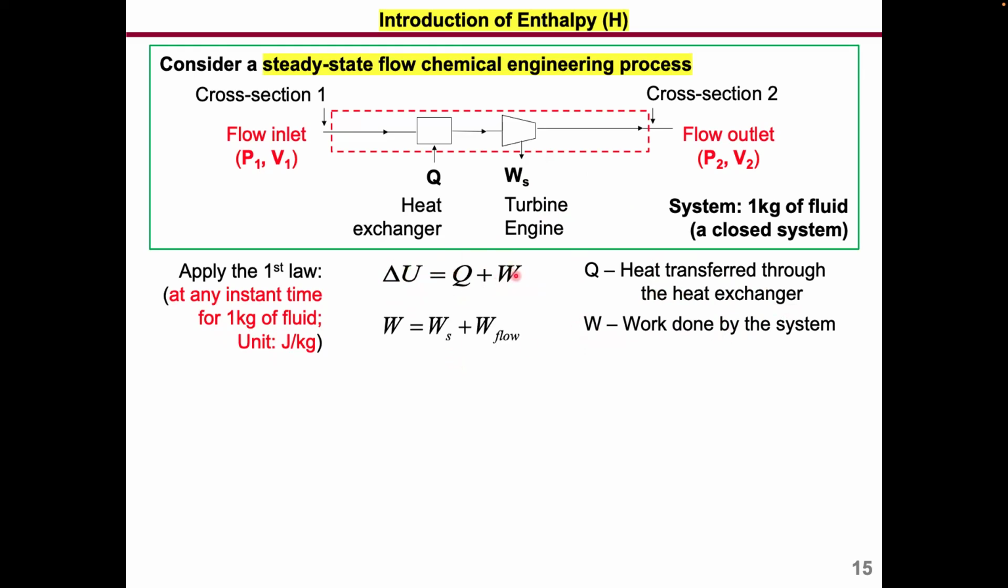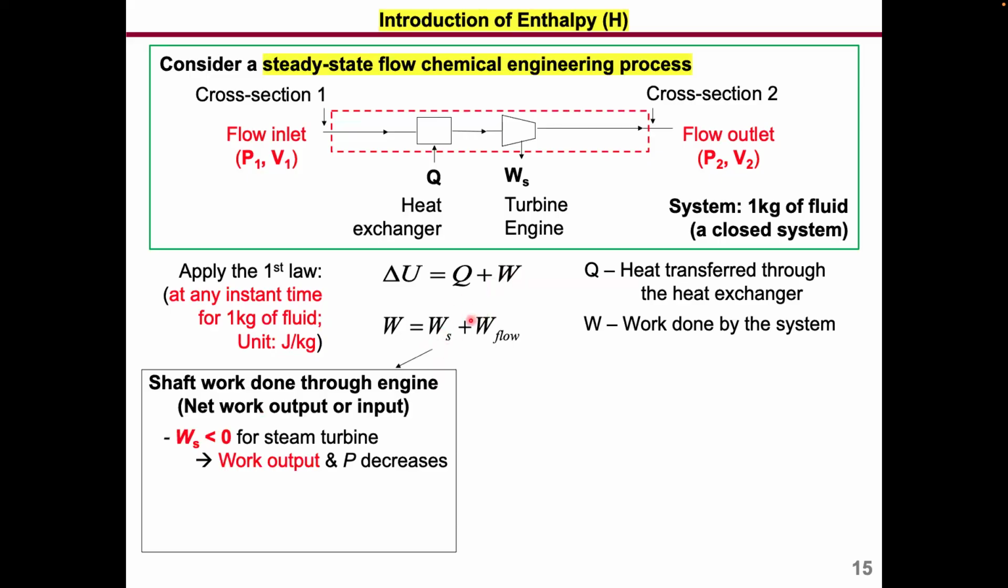And now this work actually has two forms, right? One is the shaft work. Shaft work is basically done through the pump or through the turbine, okay? So work done through the engine, right? Net work output or input, right? So when we are talking about a steam turbine, then your WS is going to be negative because your system, your water, right, is doing work on the steam turbine to convert mechanical work into electricity or something else.